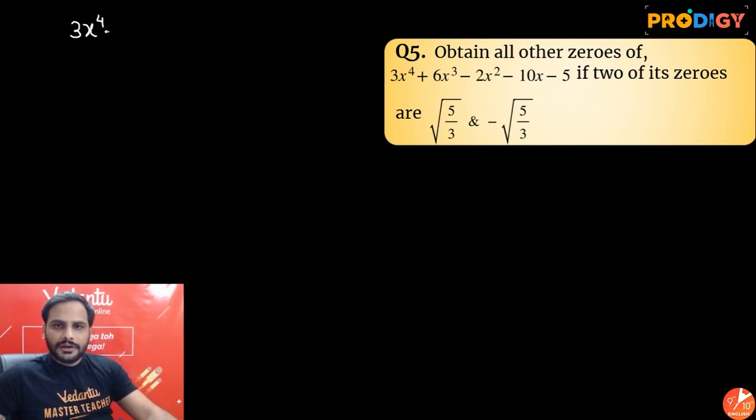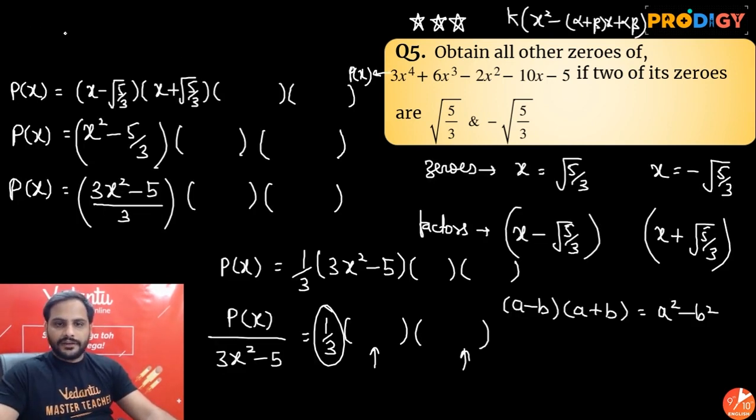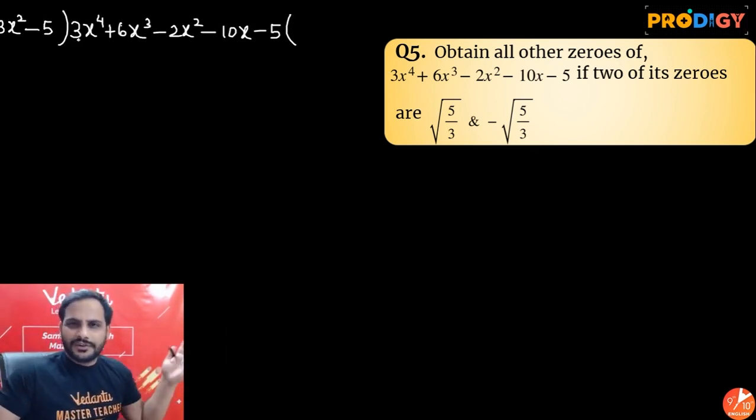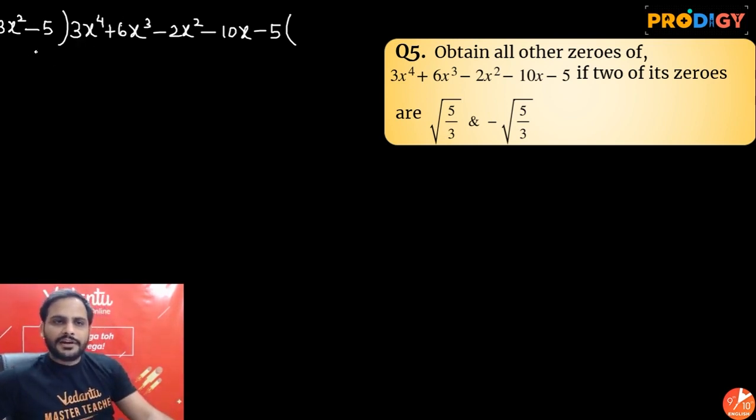3x raised to the power 4 plus 6x cube minus 2x square minus 10x minus 5, with 3x square minus 5. If you want, let's continue with this only. Or we can continue with x square minus 5 by 3. Let's do it, this is better. We need to create 3x raised to the power 4 from 3x square, so multiply it with x square. x square into 3x square is 3x raised to the power 4, and x square into minus 5 is minus 5x square.